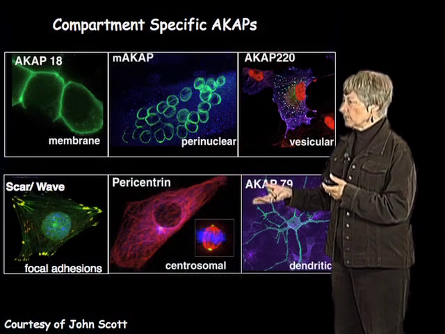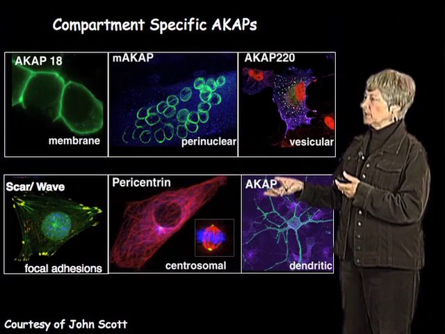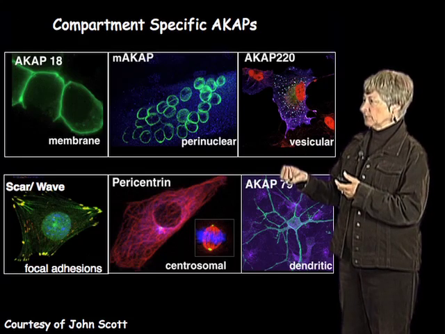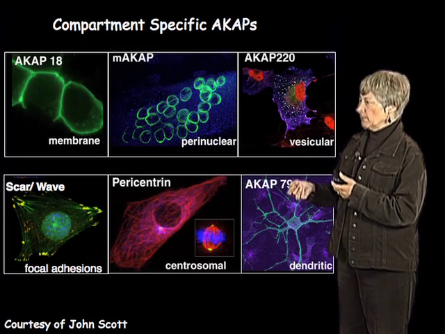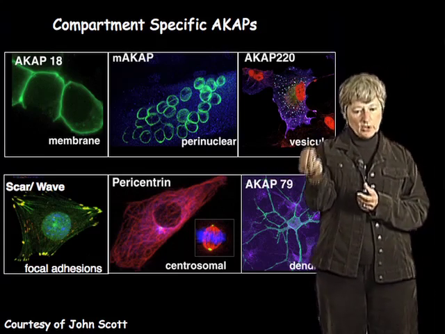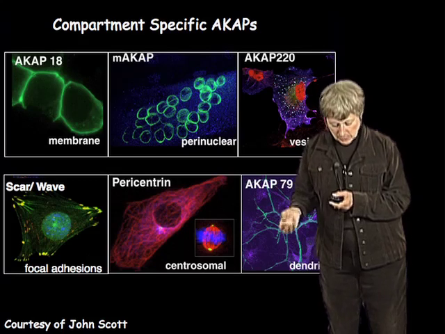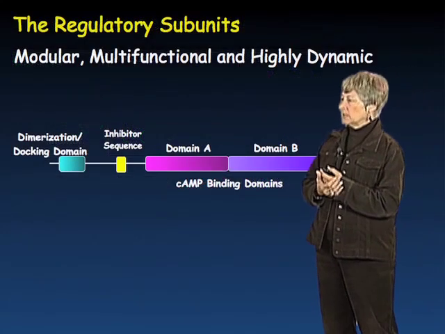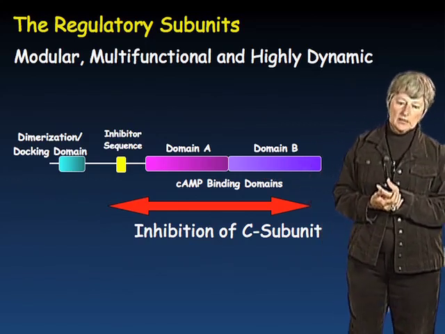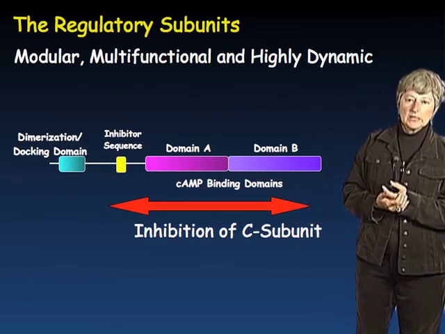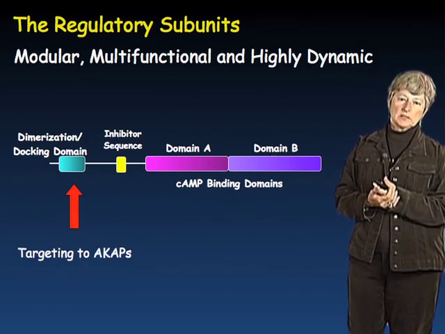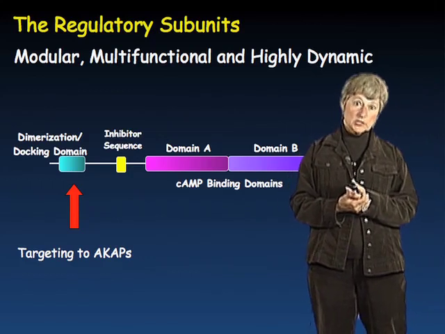These are just some examples that John Scott gave me of different places in which the regulatory subunits can be targeted, to the plasma membrane, to mitochondria, to all different sites, so that you have localized communities of signaling. And if we looked at what I've told you so far, this part of the molecule is important for binding to the catalytic subunit and inhibiting the catalytic activity. It's this part, the dimerization domain, that is important for targeting to AKAPs.